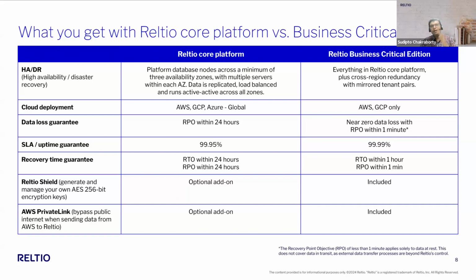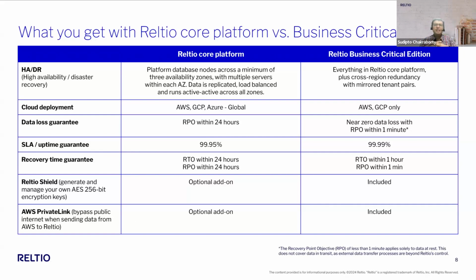In core platform, private link connectivity is an optional add-on. And for those who want private network links in BC, it is included. So you don't have to separately pay for it. The secure private connectivity comes built in. So in summary, what does it mean, right?